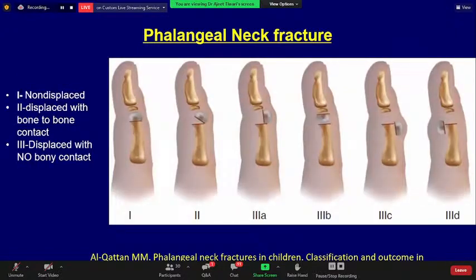Al-Qattan has given a classification of these kinds of phalangeal neck fractures. Type 1 is non-displaced fractures. Type 2 is when there is displacement with some bony contact present, and type 3 is when there is displacement with no bony contact. Type 3 is further divided into various patterns, basically depending on how much rotation there is: a 90-degree rotation, a 180-degree rotation, and if the fragment is flipped dorsally and down the volar side. This classification is very useful for the treatment of the patient also.